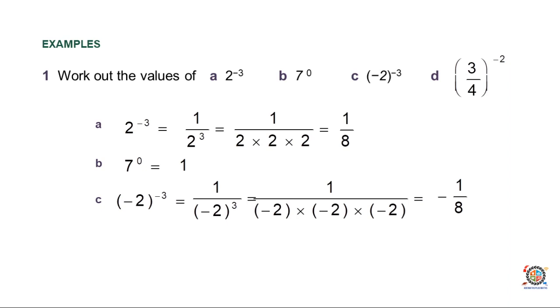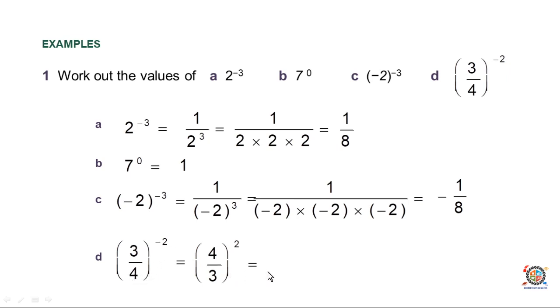Next, last, how about 3 over 4 to the power of negative 2? 3 over 4 to the power of negative 2, what you will do here is to find out the reciprocal of 3 over 4. Okay? And make the index positive. It's the same thing. Okay? So it will become 4 over 3 to the power of 2. So the numerator becomes the denominator, and the denominator becomes the numerator.